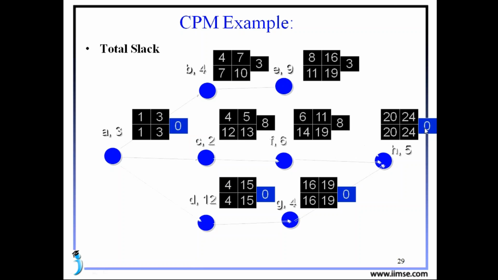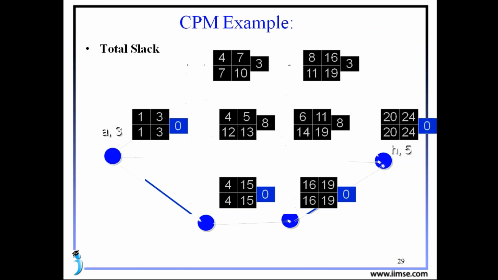That means the difference between the early start and late start, or else early finish and late finish. See, 20 minus 20 is 0, 24 minus 24 is 0. See here for the G, 16 minus 16 or 19 minus 19. For D, 4 minus 4, 15 minus 15. For A, 1 minus 1, 3 minus 3. That means for the critical path, the float is 0. Here sometimes we may call that a slack or float, both are the same terms.